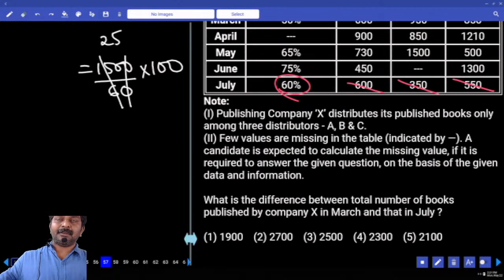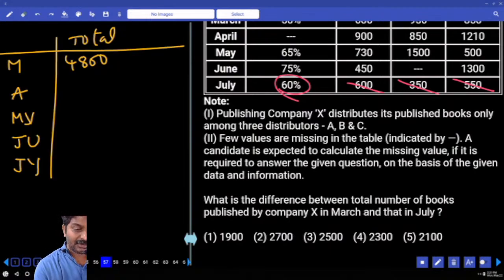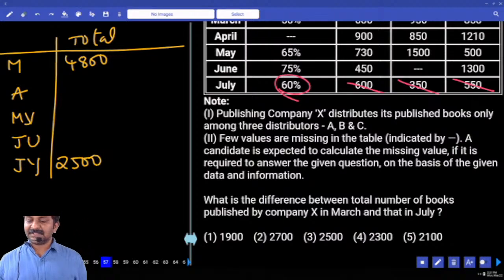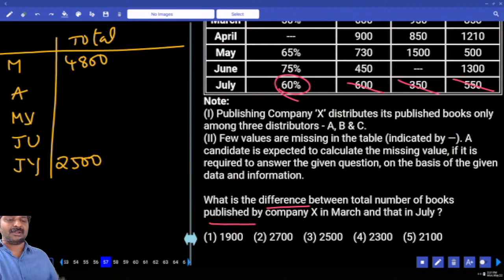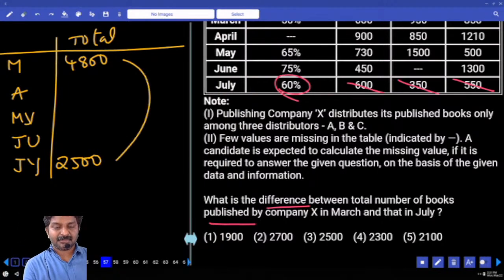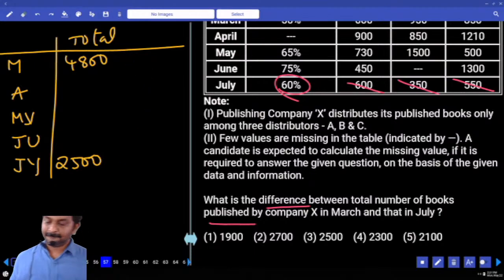What is 2500? Total books distributed or total books published? Now the question is about, in the month of July 2500 were published. The question is about the difference between published books in the month of March and July. Difference between these two numbers only: 2300.